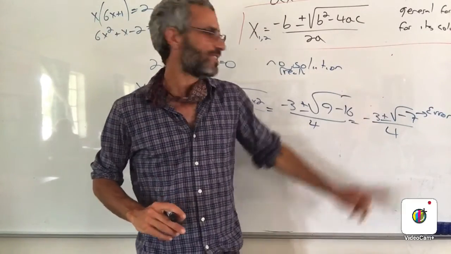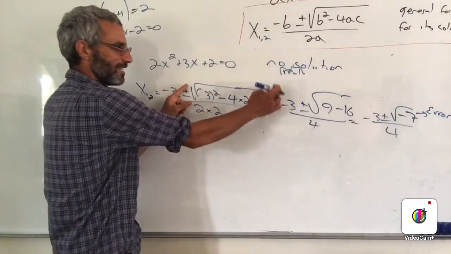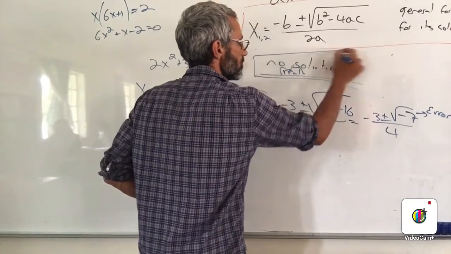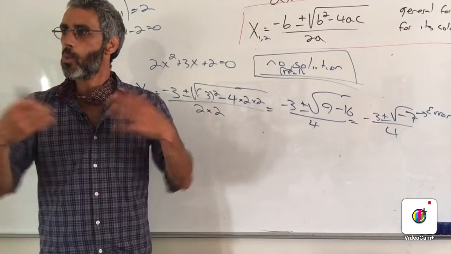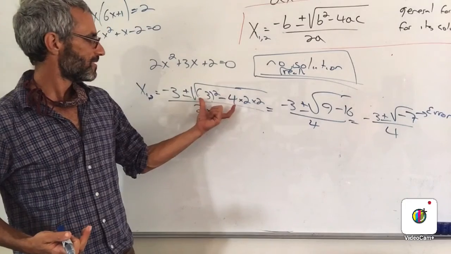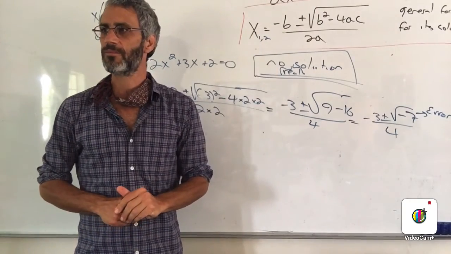But there is no real answer. So when you have a negative under the square root, that means there is no real solution. Some equations will have no real solution. How do you know that there's no real solution? That number under the square root sign will be negative.